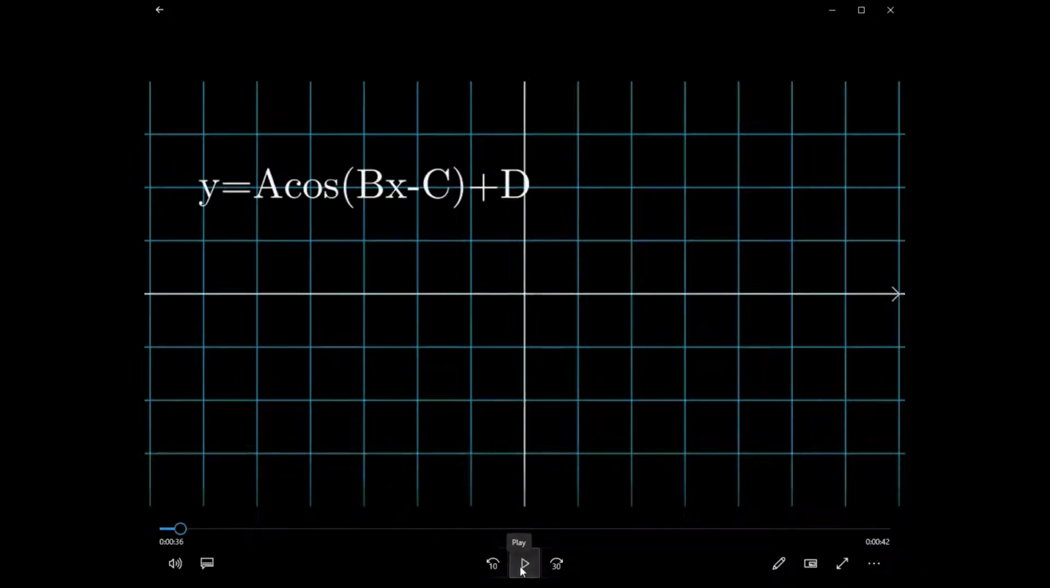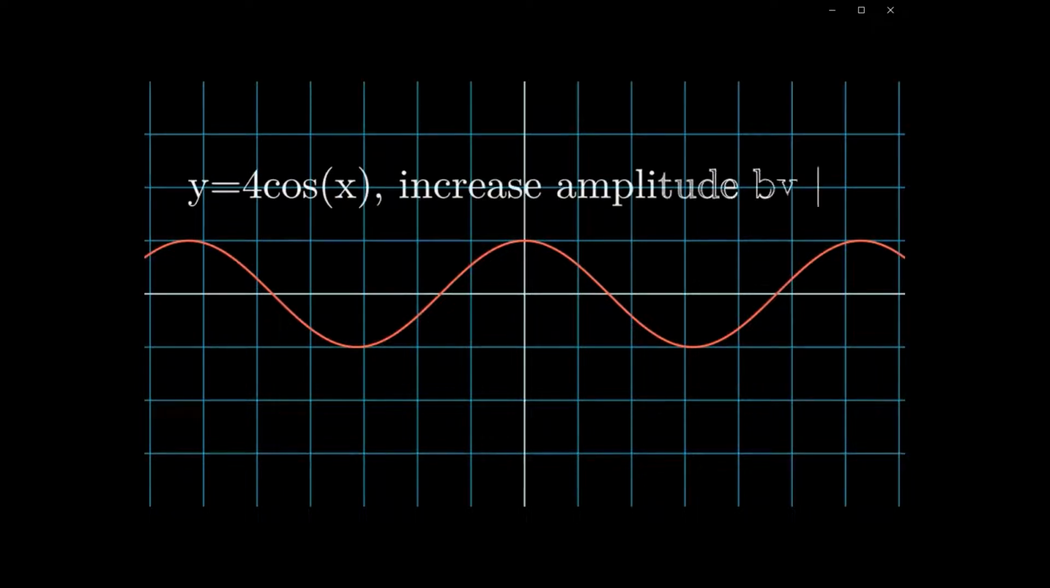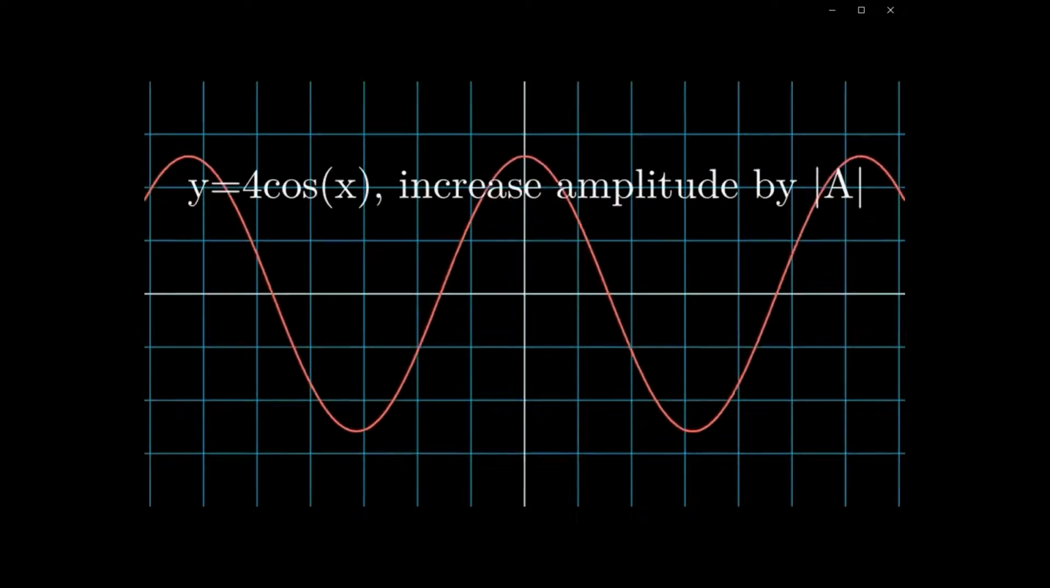Now here we have the general cosine equation, which is effectively the same thing as the sine equation. Y equals a cosine of b times x minus c plus d. And it's nearly identical. The big difference is that the cosine equation starts on the point 0, 1. And then we go into the different variables.